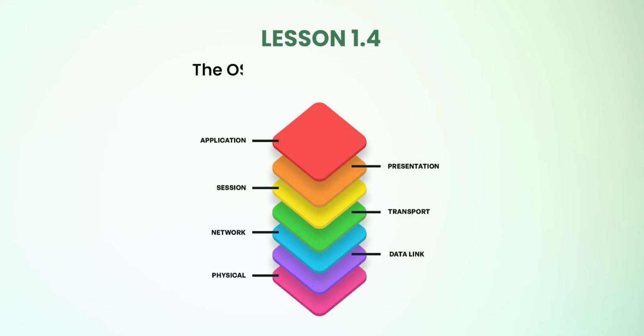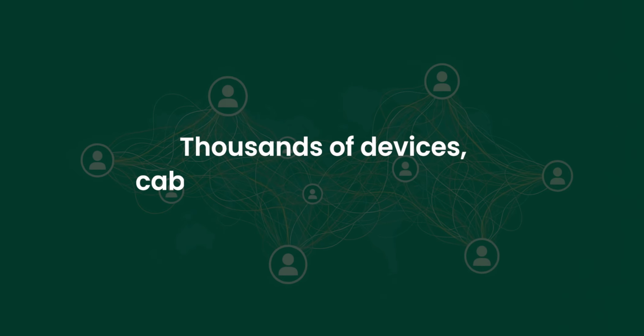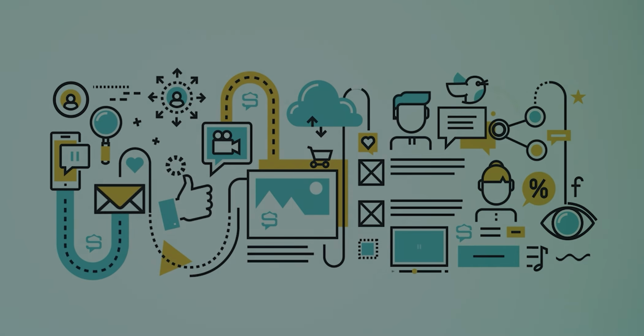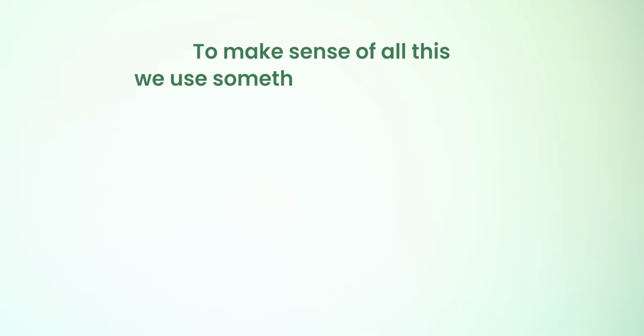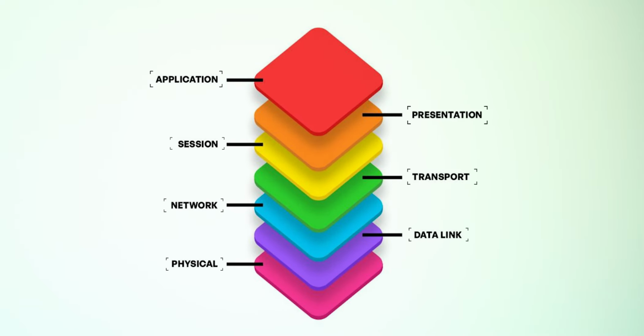Module 1. Internet Foundations. The OSI model explained simply. Networking is complicated. Thousands of devices, cables, signals, and software have to work together every time you send a message, open a web page, or make a video call. To make sense of all this, we use something called the OSI model, a simple 7-layer blueprint that explains how data travels across a network.